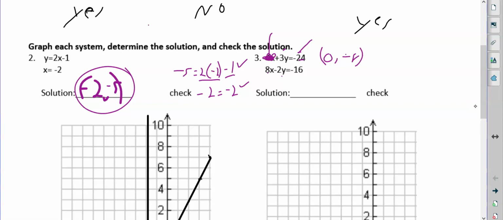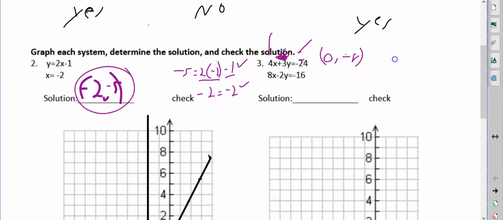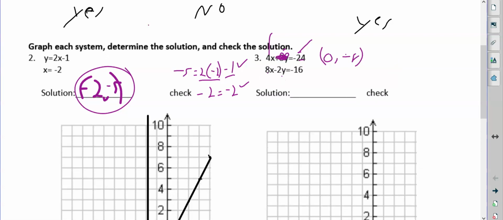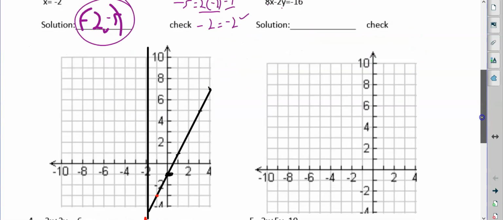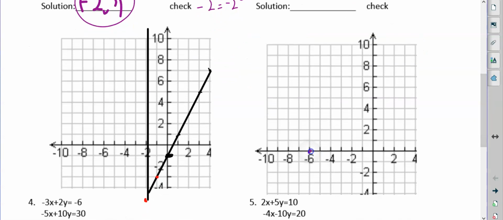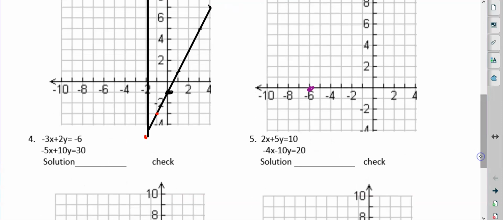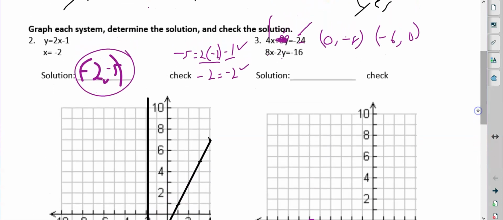So let's do this. Let's also find the other intercept now. So that is going to be x equals negative 6. So that's going to be here. And we're going to be down at negative 8, which is down here somewhere. We'll come back to that.